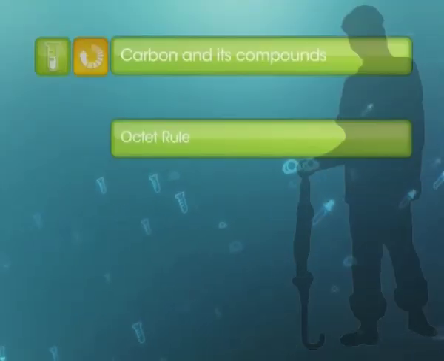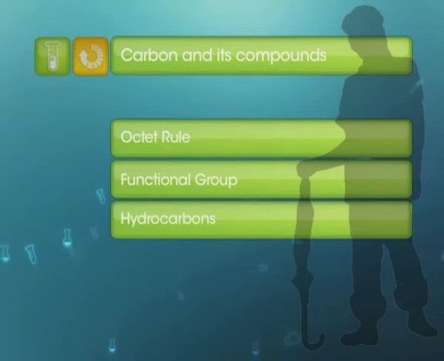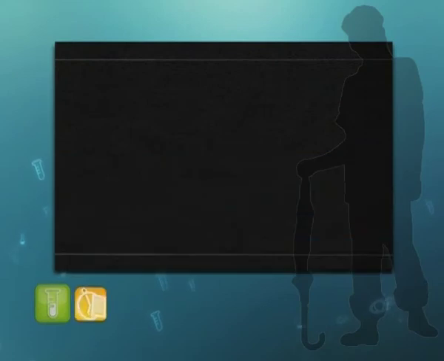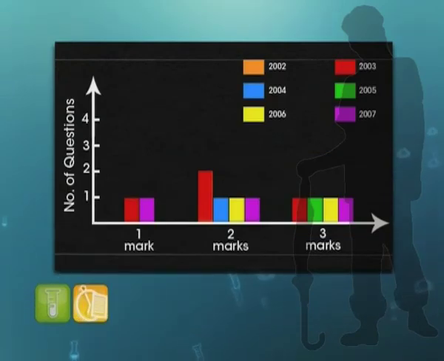Welcome back to Exam Special. Before the break, we revised octet rule, functional group, hydrocarbons, homologous series, and the nomenclature of unsaturated hydrocarbons. Now it's time to look at the exam statistics over the past few years. From the stats, it is clear that all types of questions except long answer type, having 5 marks for each question, are asked from these units. The recent years' trends emphasize on short answer type, that is, 2 or 3 marks for each question, and very short answer type.